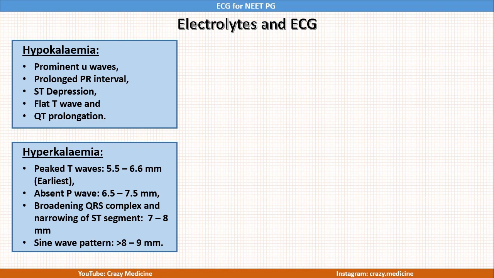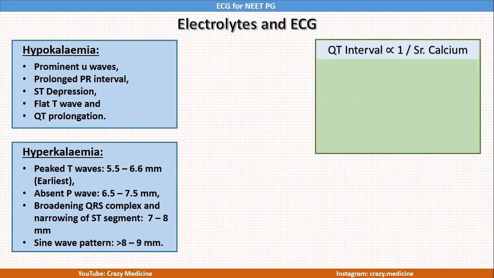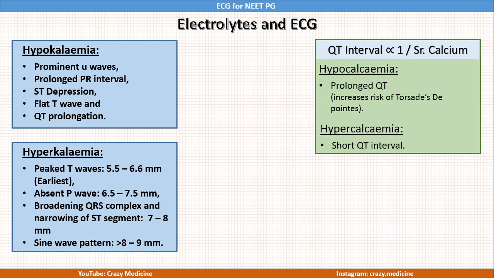Next is calcium abnormalities. Serum calcium and QT interval have an inverse relationship. So, hypercalcemia will have a short QT interval and hypocalcemia will have a prolonged QT interval, which increases the risk of torsades de pointes. Next is magnesium.